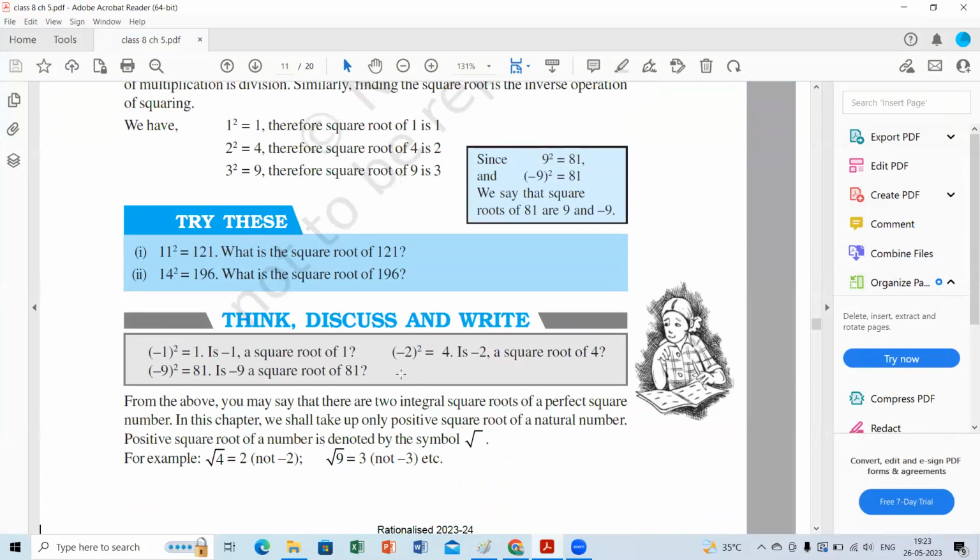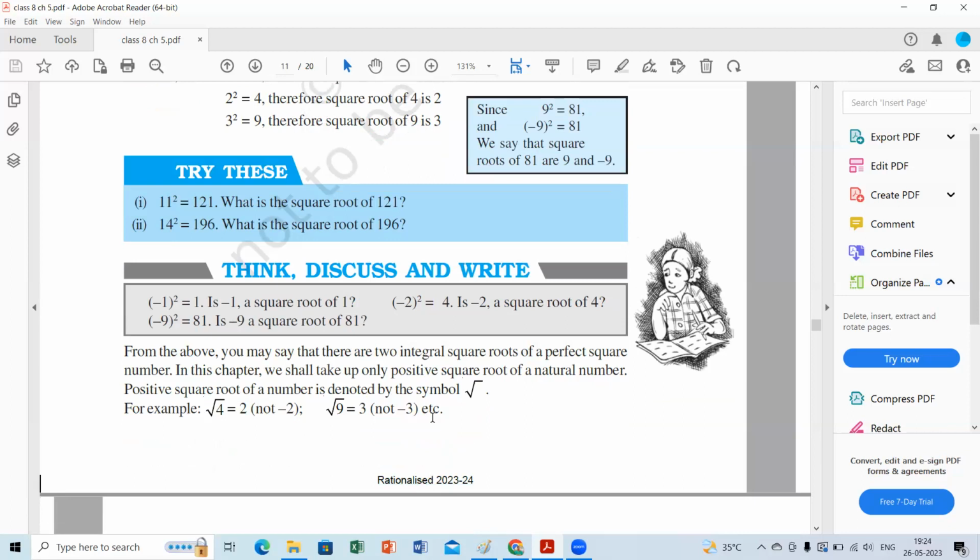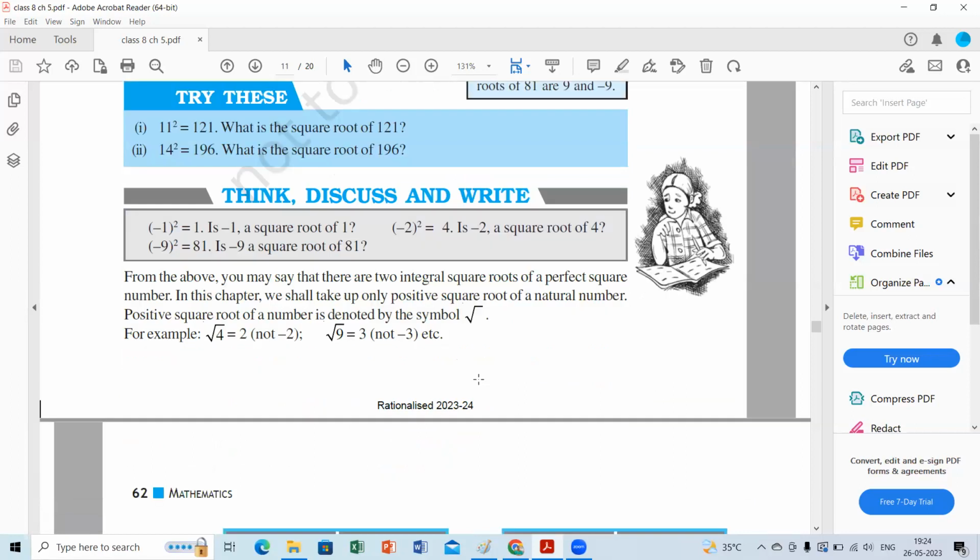In 11th class generally you will use it, but in this lower class we are taking only positive values, children. Don't consider negatives. You can take only positives. Suppose when you go to 11th class, definitely you will write the value of side as plus or minus 12. We are not considering the negative here. See here also they mentioned, for example, root 4 is 2, not minus 2. Root 9 is 3, not minus 3. The positive square root of a number is denoted by the symbol root. Only positive square roots.